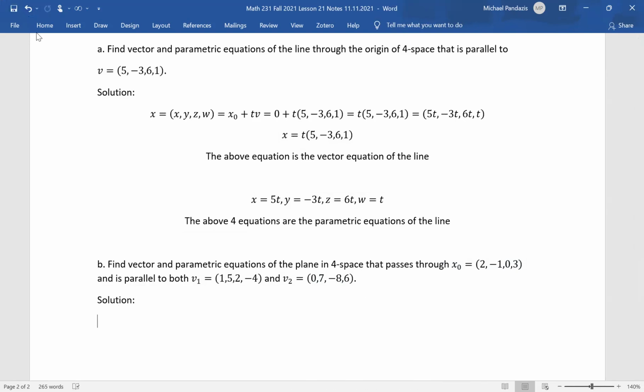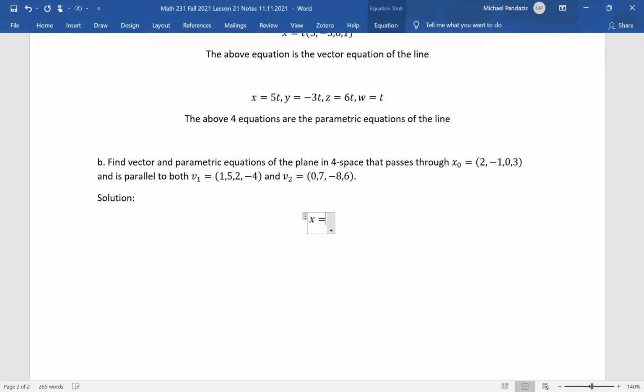Okay, so if you represent an arbitrary point x on this plane, x is going to equal x naught, an initial point, plus a first coefficient t1 times the vector v1, plus a second coefficient t2 times the second vector v2. So this is an expression to describe all points on a plane. Again, I did this last class. I'll write it again to help you.